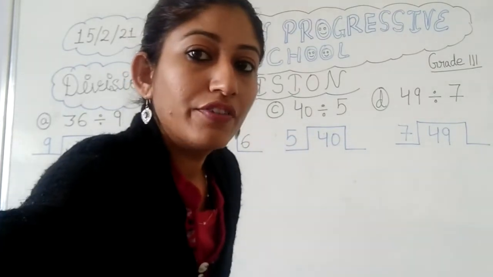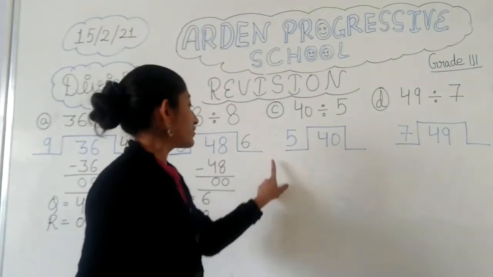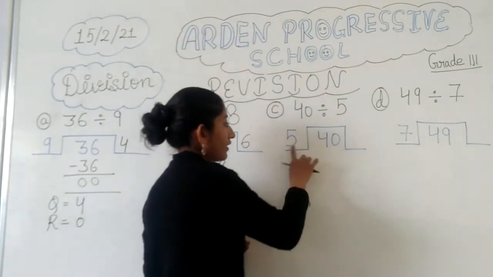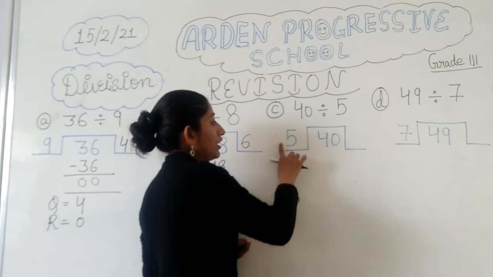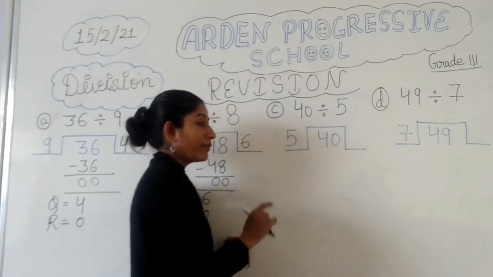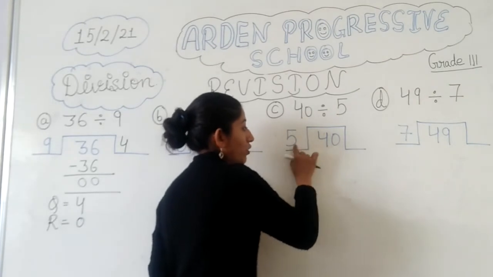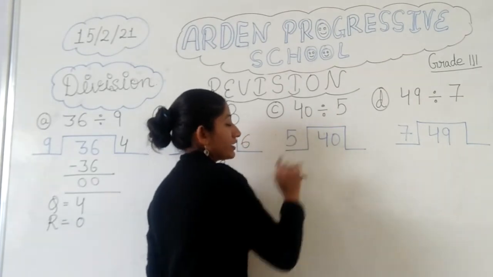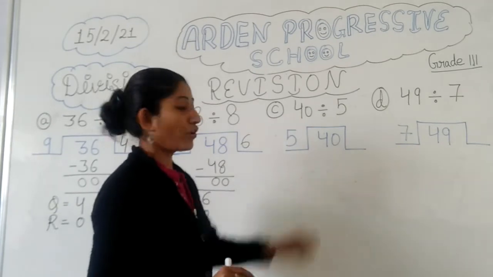We have to divide 40 by 5. So what are we doing here? For dividing 40 by 5, what do we have to do? We have to apply the table on the complete number 40. We cannot apply the table only on 4 because 4 is smaller than 5. So now let's apply the table of 5 on 40.